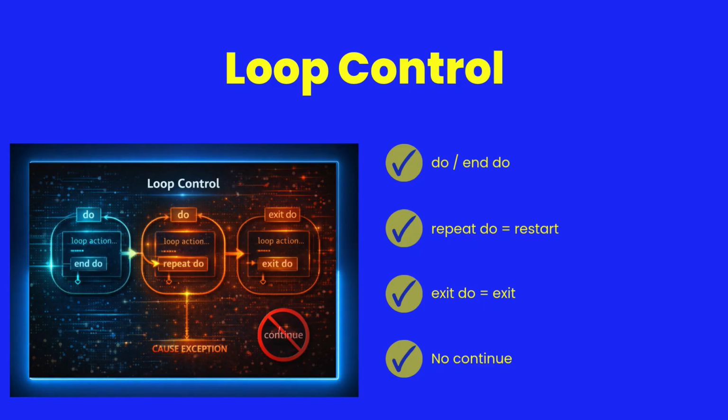Sheerpower's primary loop is the do loop. To restart the loop, you use repeat do. To exit the loop, you use exit do. The keyword continue is not used for loop control, it is only used in exception handling.